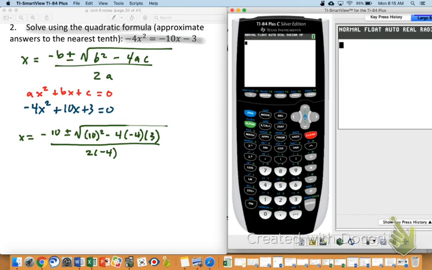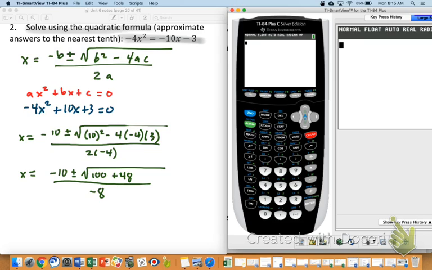Yep. Okay. So then do a little bit of PEMDAS work here. It'd be negative 10 plus or minus the square root of 100. A negative times a negative is a positive, right? So 4 times 4 times 3 would be 48. So it'd be plus 48. All divided by negative 8.